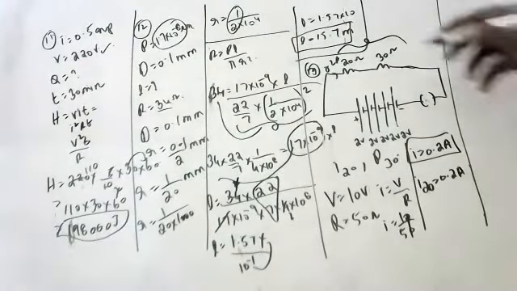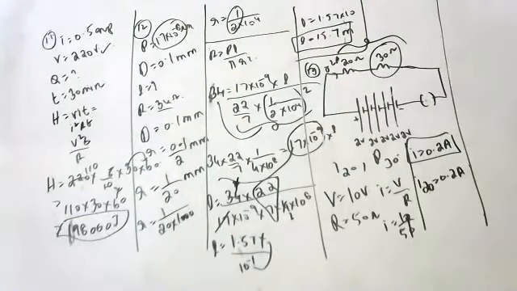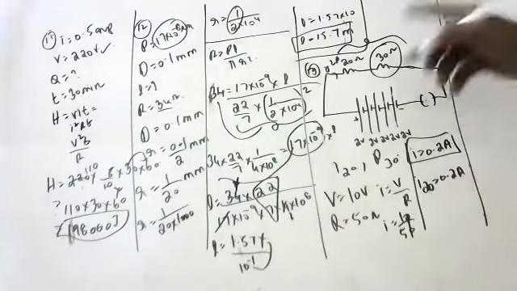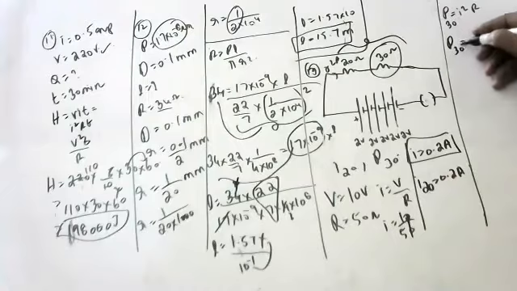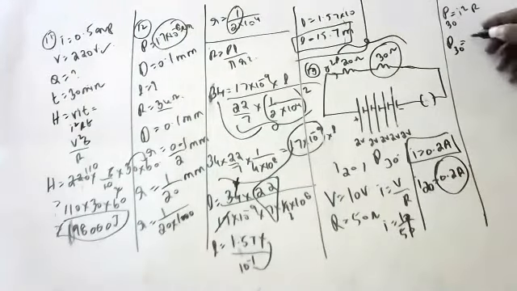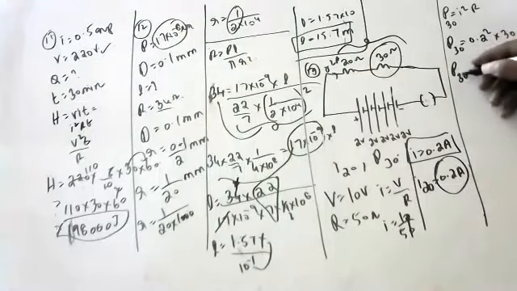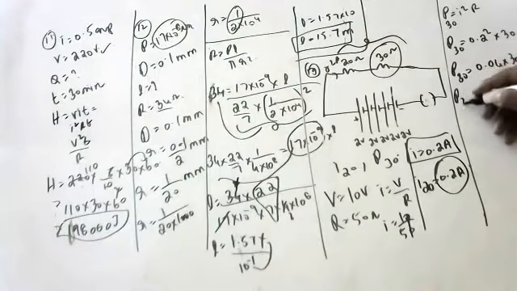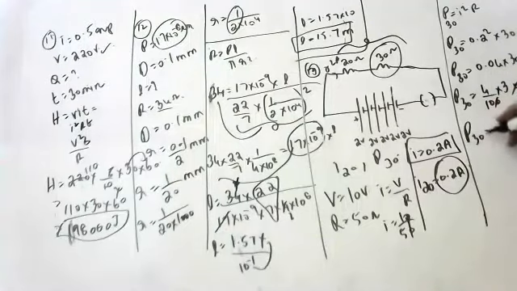Now power across 30. Which formula will you use, children? I square R, because current is there, resistance is there. So P30 is equal to I, how much? 0.2 square into 30. P30 is equal to 0.04 into 30, which is 4 by 100 into 30. The zeros cancel. P30 is equal to 12 by 10, that means 1.2 watt.